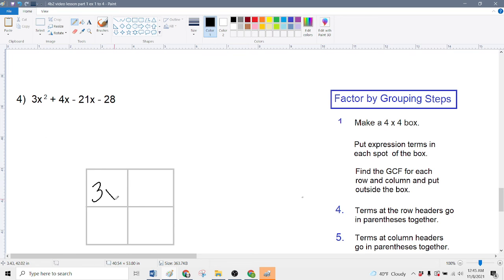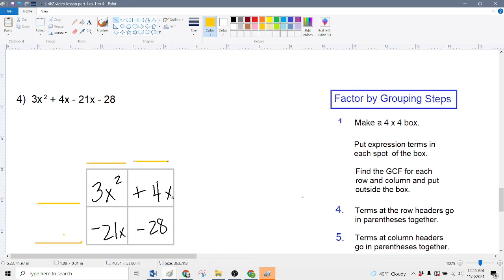So our first term, of course, goes in the first spot. Here's that second term, plus 4x. Then we'll get our third term here. Minus 21x. Then we've got minus 28. Let's go ahead and look for the GCF of that top row. Okay. 3 and 4 do not share a common factor other than 1. Of course, I'm going to even stop mentioning that. I'm hoping that by now you guys understand that 1 is not something we're going to look at for our greatest common factor. We're only going to use that as a placeholder, okay?